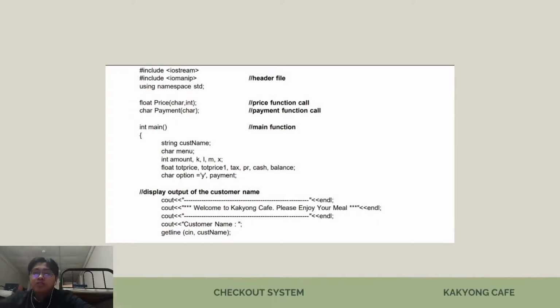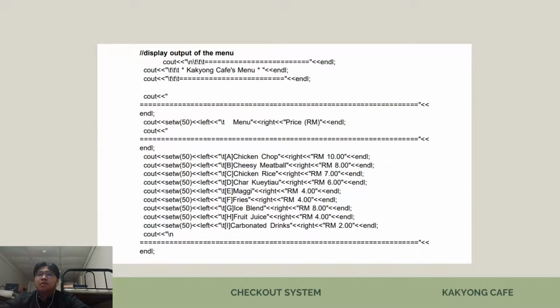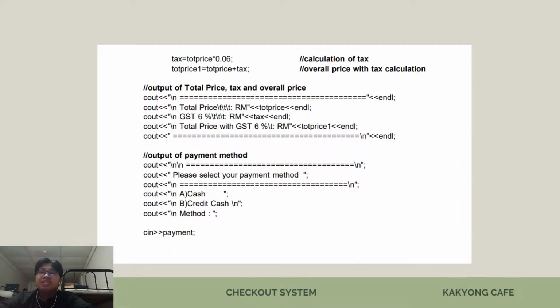Now, let's continue with the source code of the program. In this slide, the source code explains the display output of the customer name. This slide explains the display output of the menu. This slide explains the evaluation, like asking the customer to insert their order and amount. After that, we put the price function call and override price calculation. And last is asking the customer to make another order or not. This slide explains the output of total price, tax, and overall price, and the output of payment method.